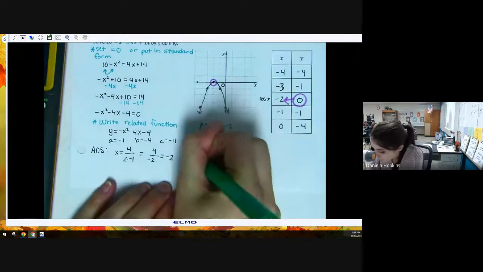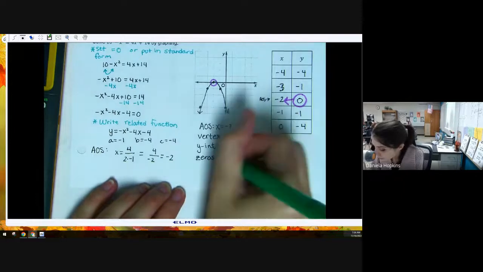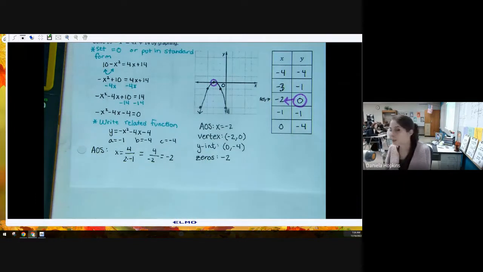The piece we're adding today is your zeros. And you can just list them because there will be multiple for some of them. This one only has one. But our zeros are at -2. Technically, it's x equals -2, but you can put x equals -2 or you just put -2.